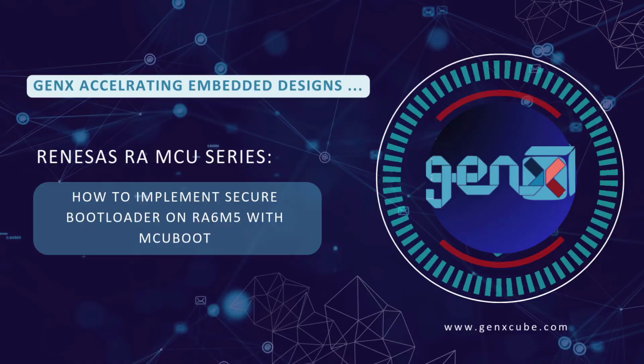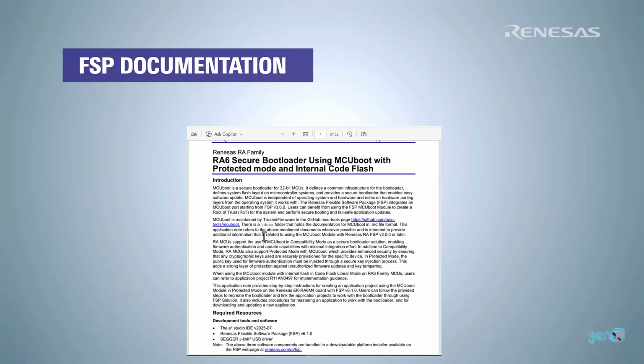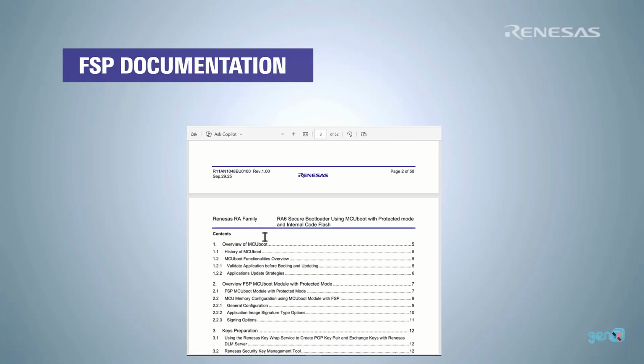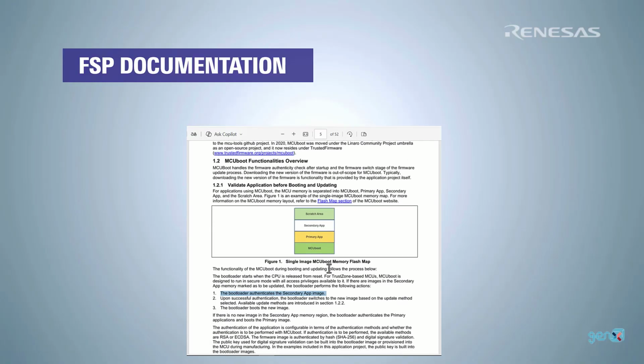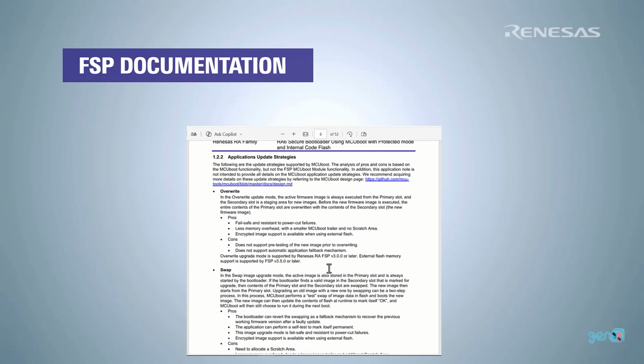Hi everyone, welcome back to the video lecture series on the RA6M5 RA microcontroller. In this video, I'll show you how to implement a secure bootloader on the RA6M5 using MCUboot in protected mode with internal code flash. We'll set up the bootloader, build a signed application, and define the flash layout required for secure updates.